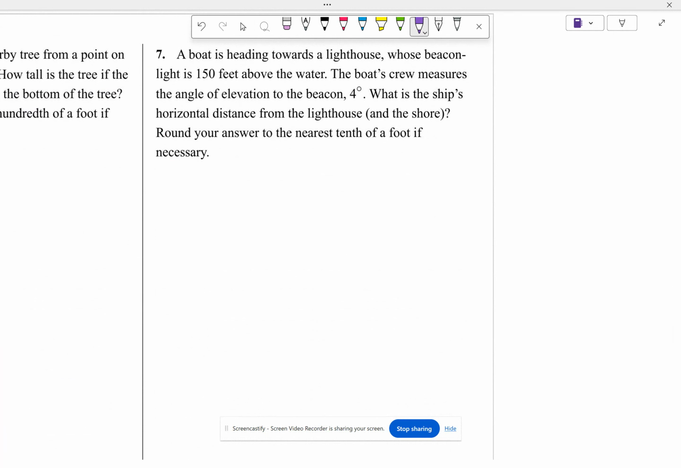First reading through: a boat is heading towards a lighthouse whose beacon light is 150 feet above water. The boat's crew measures the angle of elevation to the beacon, 4 degrees. That's very small. What is the ship's horizontal distance from the lighthouse and the shore? Round your answer to the nearest tenth of a foot if necessary.